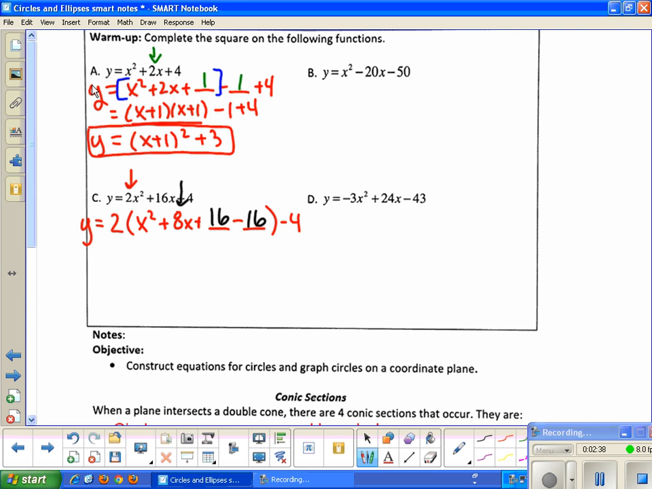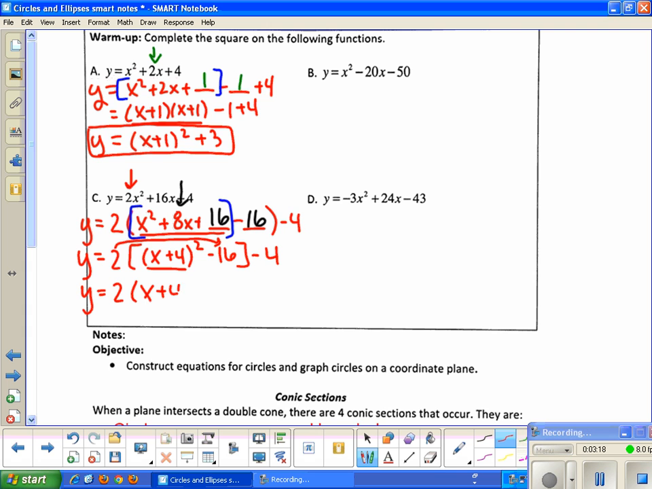Now I can go ahead and factor this part of my equation. So I get y equals 2, and this would become x plus half my linear term squared, because x plus 4 times x plus 4 gives you this right here, minus 16, and then minus 4. Now the trick is that the 2 goes in front of this term, but we don't want the 16 inside that parentheses, so you're going to have to distribute the 2 times the 16 out. So you get y equals 2 times x plus 4 quantity squared minus 32 minus 4, and then of course we can combine like terms. And this is what we get.